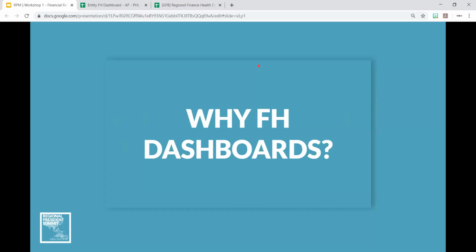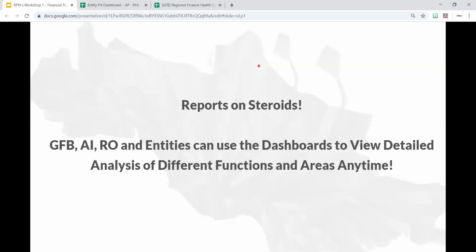why Finance Health Dashboard? The Finance Health Dashboard is essentially reports on steroids. So GFB, AI, RO, and entities can use the dashboards to view detailed analysis of different functions and areas anytime. When we wanted to support you even further, from the GFB side, the AI side, and the regional office side, we tend to look into the dashboards more so that we can get more insights from there.